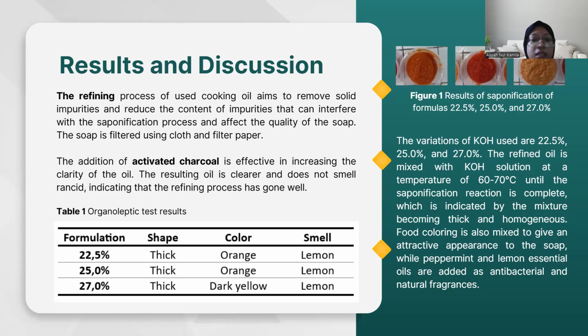Soap with concentrations of 22.5% and 25% potassium hydroxide looks softer and darker in color compared to the higher concentration, which was 27%. The color of the soap does not match the added dye, which is green food coloring. Meanwhile, the resulting soap showed a reddish orange color. This is due to the composition of the food coloring, namely brilliant blue and tartrazine.